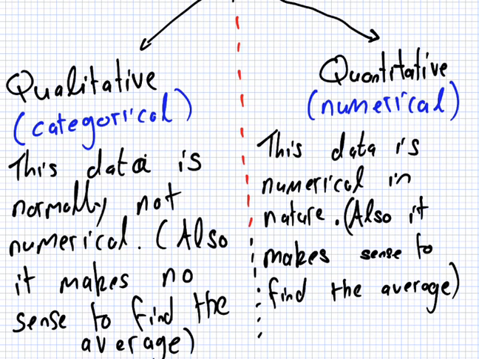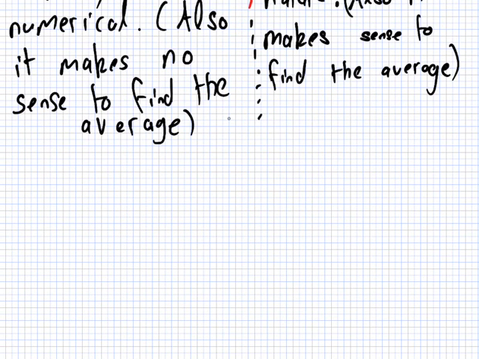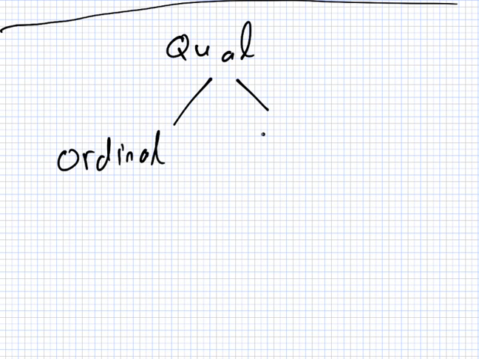But then within each of the two, qualitative and quantitative, they can be split into 2 as well. So for the quantitative, that can be split into, sorry, I'll do the qualitative first. The qualitative can be split into ordinal and nominal.